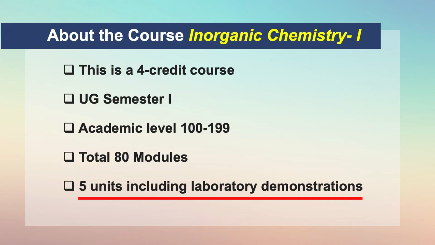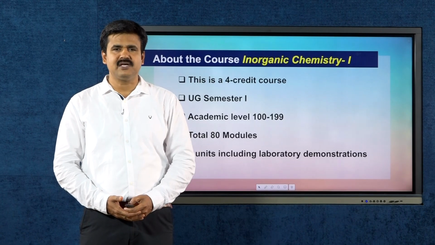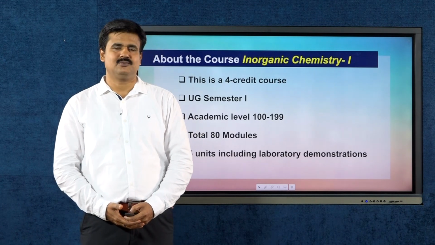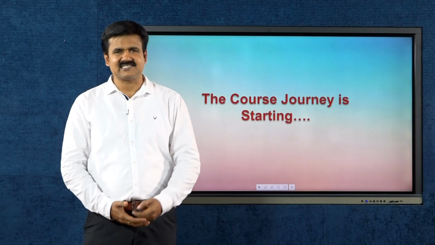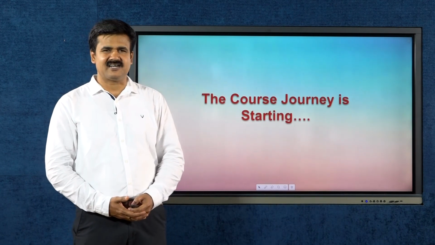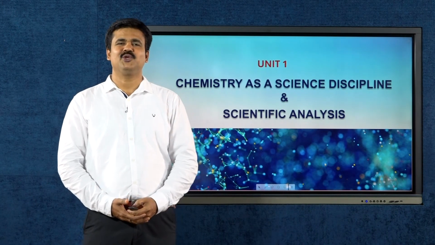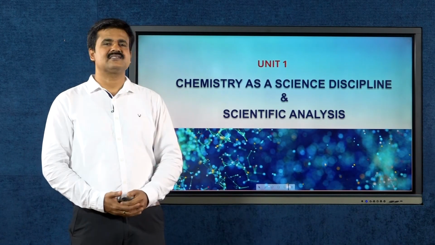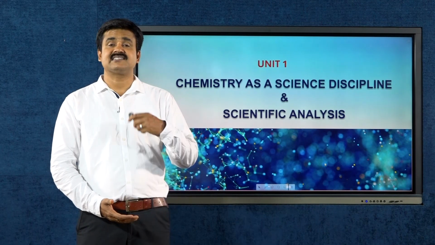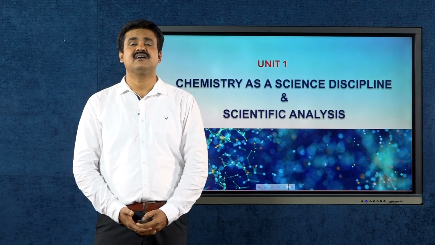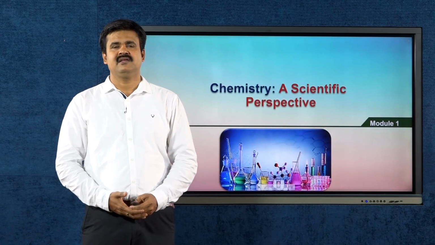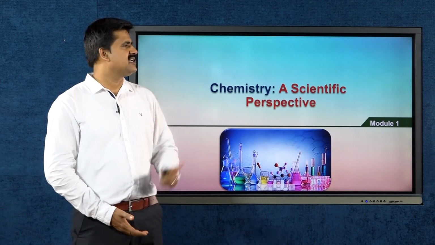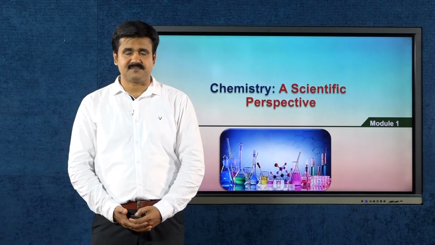The entire course comprises 5 units. These 5 units include laboratory demonstrations also. Now, we are starting the course. The course journey is starting. We are beginning from Unit 1. Unit 1 is entitled Chemistry as a Science Discipline and Scientific Analysis. The present module, module 1, is entitled Chemistry, a Scientific Perspective.